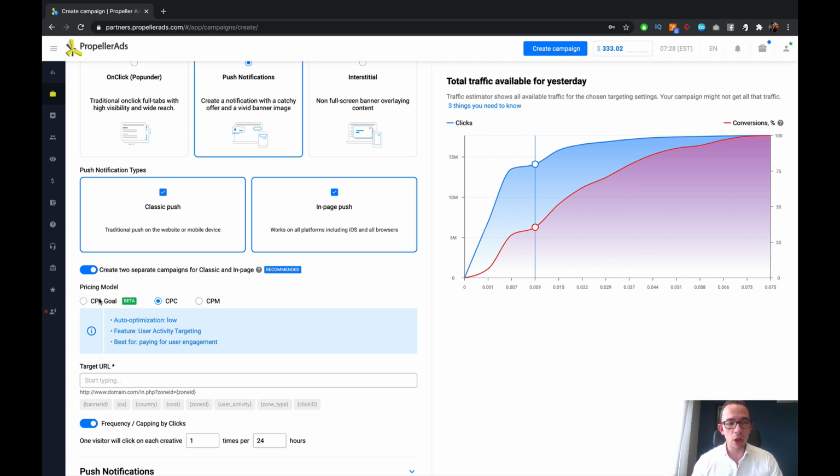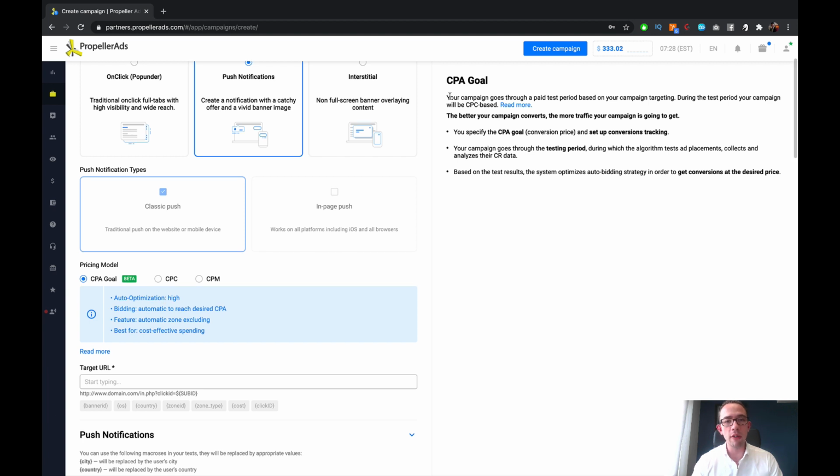So if you go with the CPA goal, they always have a nice explanation, right? So for the CPA goal, your campaign goes through a paid test period based on your campaign targeting. During the test period, your campaign will be CPC based. The better your campaign converts, the more traffic your campaign is going to get. Makes sense, right? Higher click-through rate, more conversions. You specify the CPA goal, conversion price, and set up the conversion tracking.